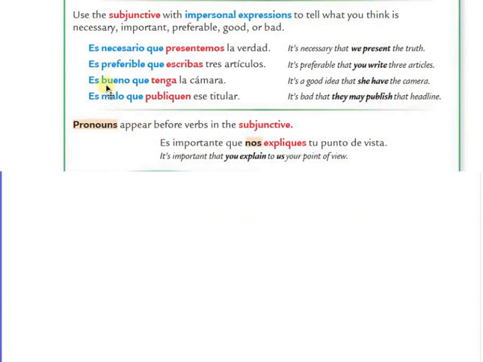Let's see some more examples. Es necesario que presentemos la verdad. Es preferible que escribas 3 artículos. Es bueno que tenga la cámara. Es malo que publiquen ese titular. Now remember, whenever we have a pronoun in the subjunctive, you need to place the pronoun before the conjugated verb in the subjunctive form. Es importante que nos expliques tu punto de vista.